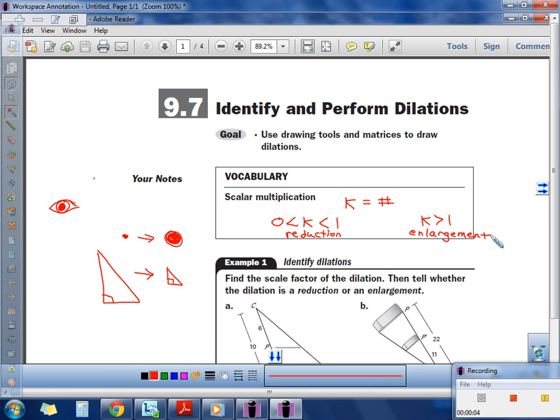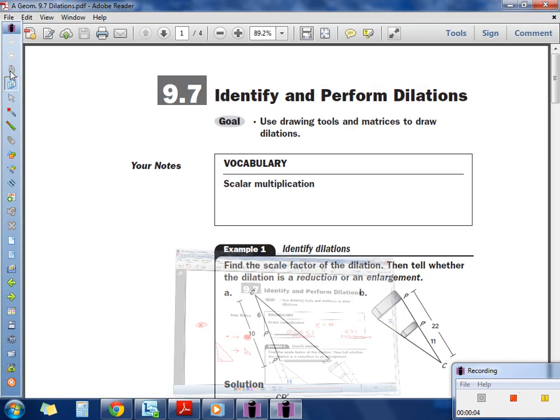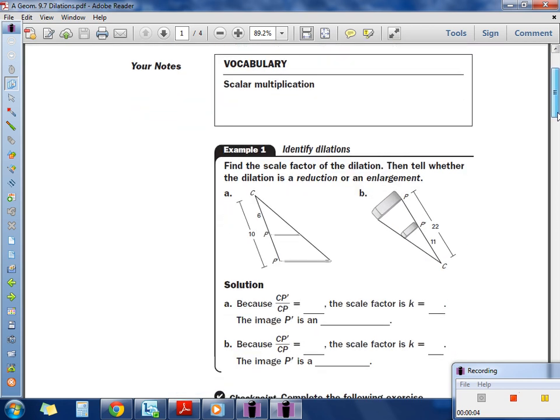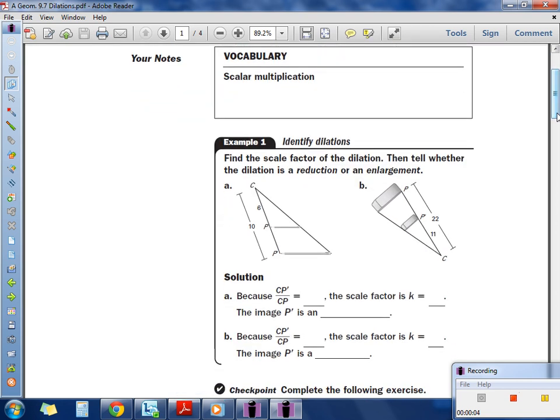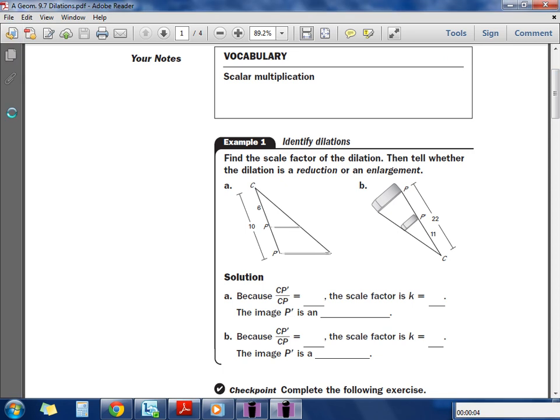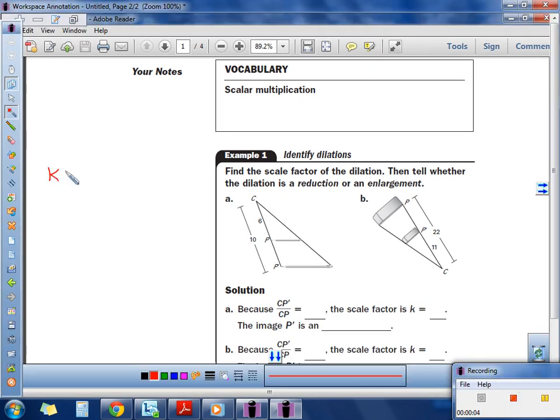There's one other formula I want to give you, and I'll show you how it applies to example 1. Sometimes we're going to use this formula right here. It's k equals CP prime over CP. So it's basically saying you can find your scale factor if you measure from the center to P prime and measure from the center to regular P. That will give you your scale factor. So we're going to apply that to part A over here.